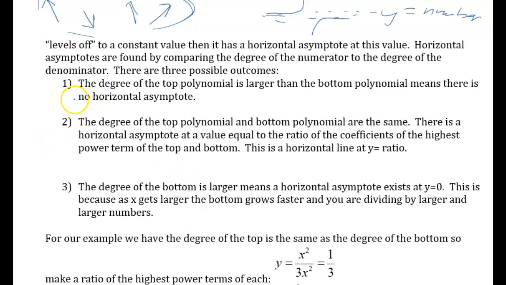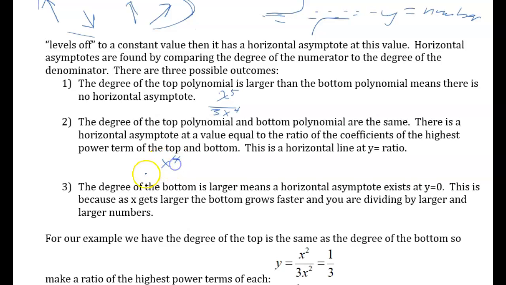So here is the way you can tell the three choices. You simply look at the degree of the top polynomial and the degree of the bottom polynomial, and you make a comparison. That comparison tells you which of these three categories you're in. So if the degree of the top polynomial is larger, that means there's no horizontal asymptote. You just look at the degree, which is the leading term. So if you had x to the fifth over 3x to the fourth, for instance, you would have no horizontal asymptote.